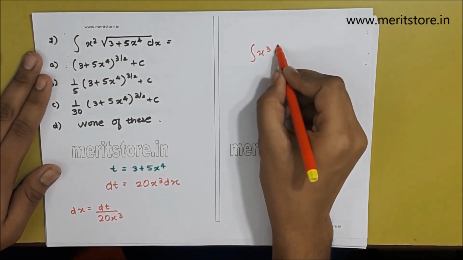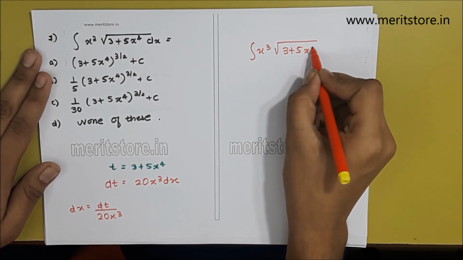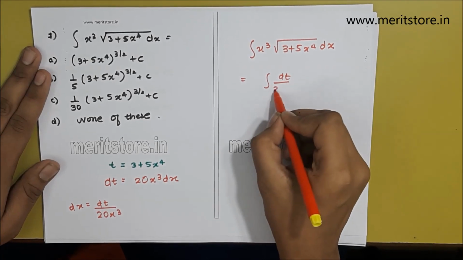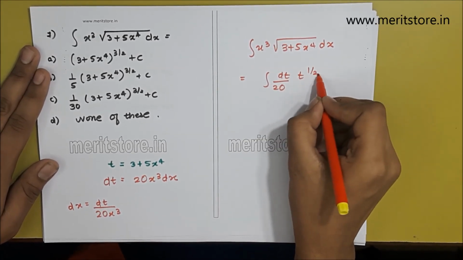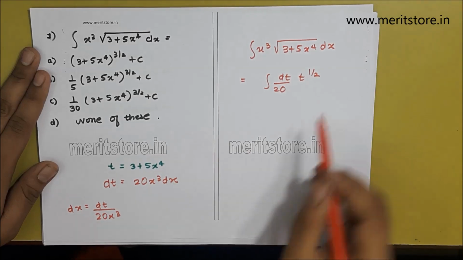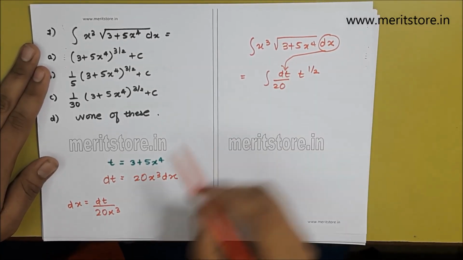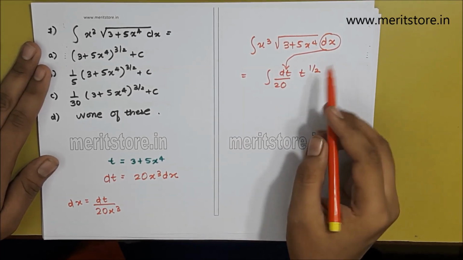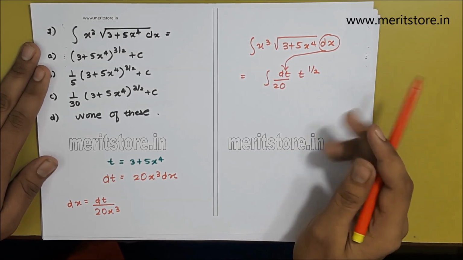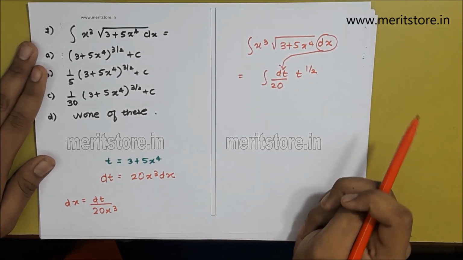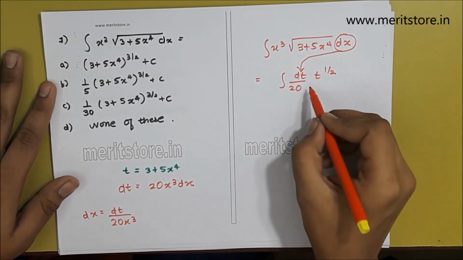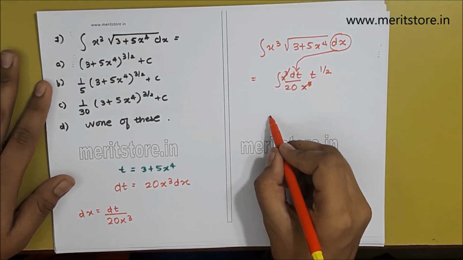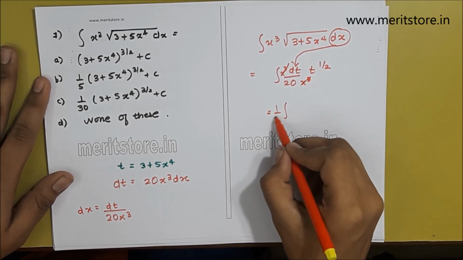of x cube square root of 3 plus 5x raised to 4 dx was the question. This will become integration of dt upon 20 t raised to 1 by 2. So now instead of dx, we had one dx over here. Instead of dx, I substitute the value, that is dt upon 20x cube. So we already have x cube over here and one x cube was kept up. X cube gets cancelled.